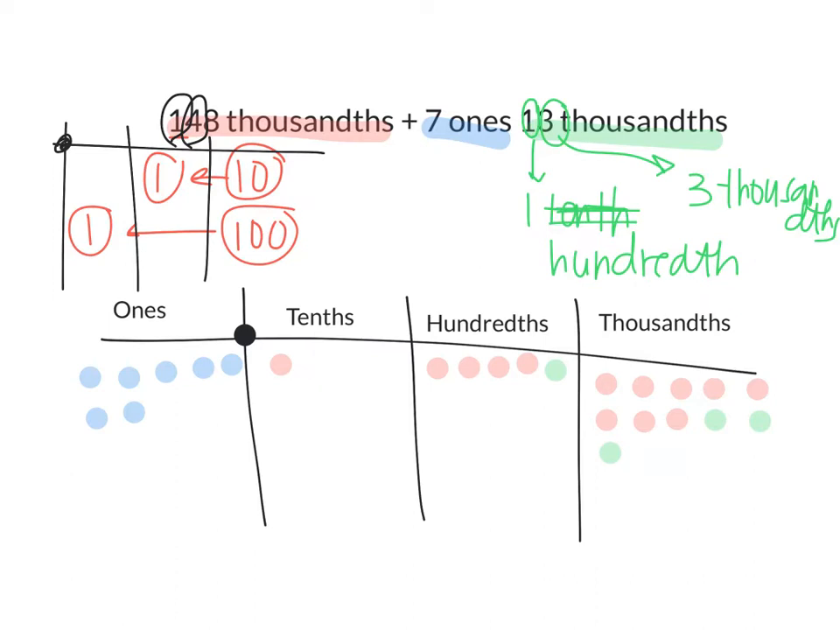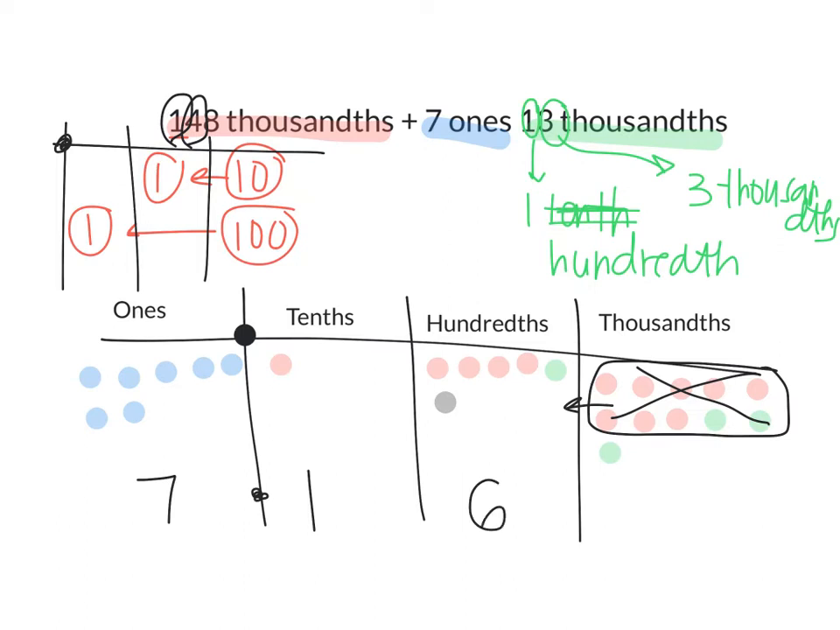Now let's take a look at what we have all together. How many ones do we have all together? 7, okay. How many tenths do I have? How many hundredths do I have? Right now I have 5. How many thousandths do I have? 11. So that means these 10 can become 1 what? Hundredth. Very good. So let me ask you again then. How many hundredths do I have? 6. How many thousandths do I have?